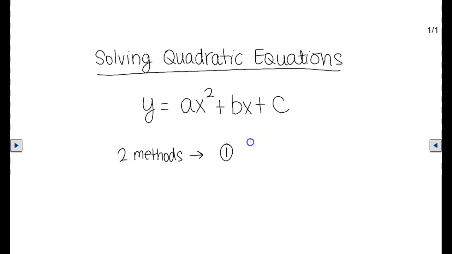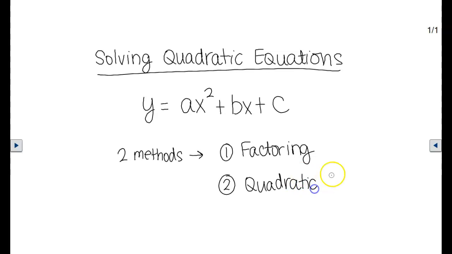The first method is solving by factoring. That's why on Tuesday I had you review how to do guess and check, because you're going to need to remember that. And then the second method that we'll learn is called the quadratic formula. Factoring we are going to work on today and tomorrow, so Thursday and Friday, and then quadratic formula we will do Monday and Tuesday, and then that will complete the semester.